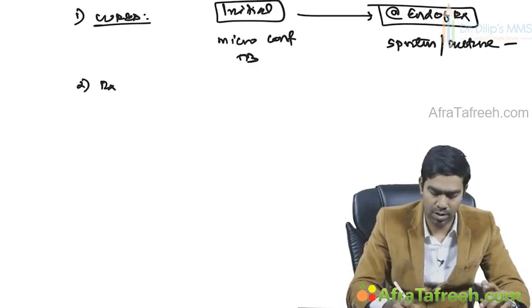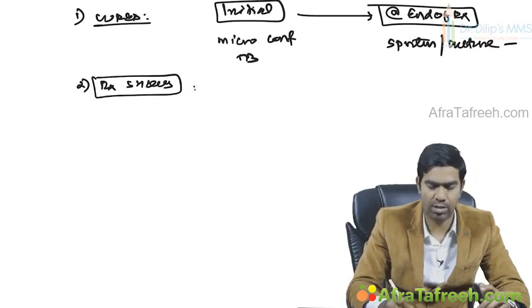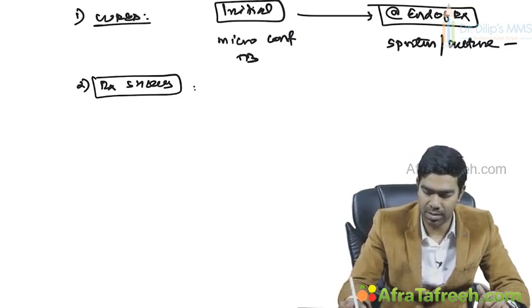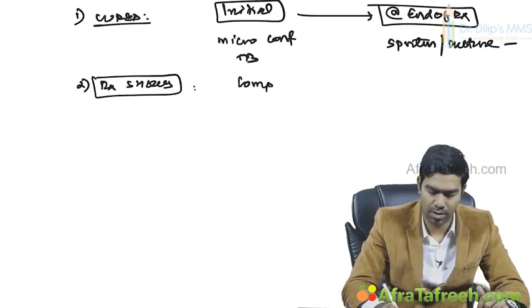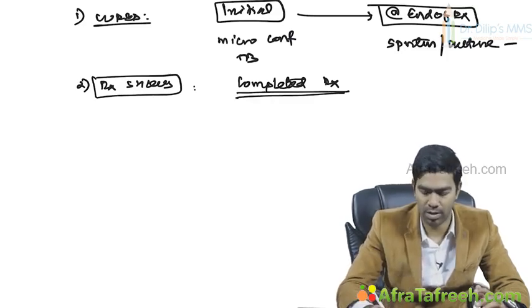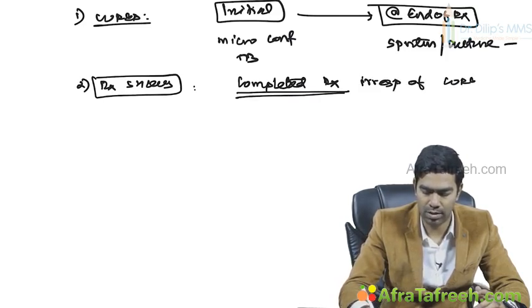Number two, we call treatment success. Remember, treatment success is not the same as the cure definition. Here the patient has completed treatment irrespective of the outcome. Completed treatment means he has completed the prescribed duration of antitubercular drugs irrespective of the cure status. Whether cured or not cured doesn't matter, the patient has completed the prescribed duration of treatment. That's what we call treatment success.